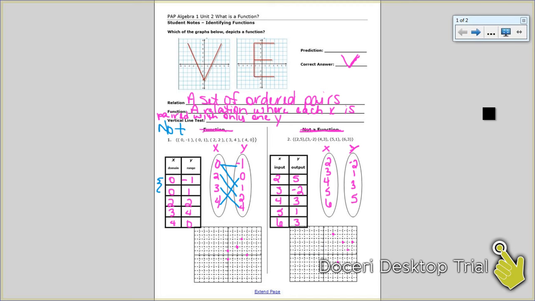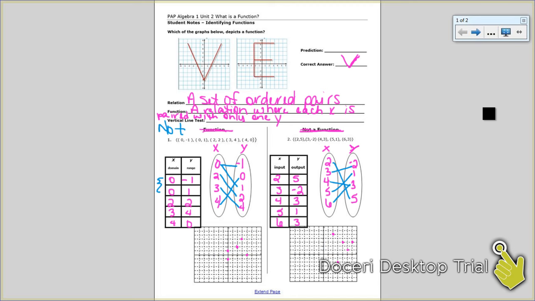And then we'll map them. 2 goes with 5, 3 goes with negative 2, 4 goes with 3, 5 goes with 1, and 6 goes with 3. And so you will notice in the X bubble, every single number only has an arrow one time. So they are each paired with only one value of Y. Now, there is a value of y that has two x values that go to it, but that's cool, as long as the x value doesn't go to two different y values.